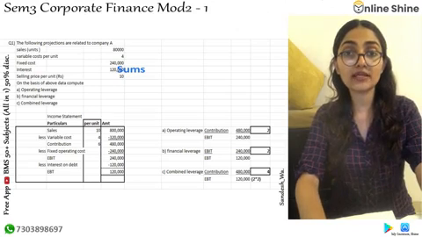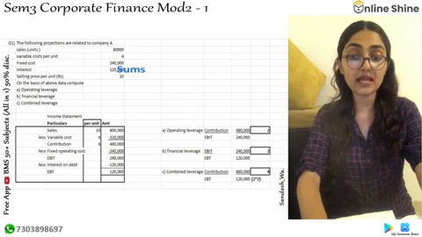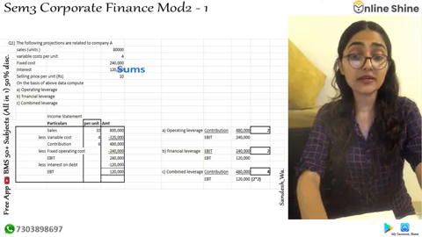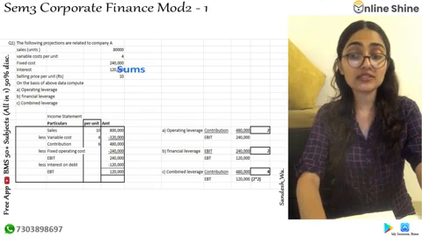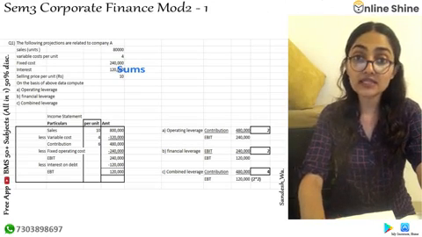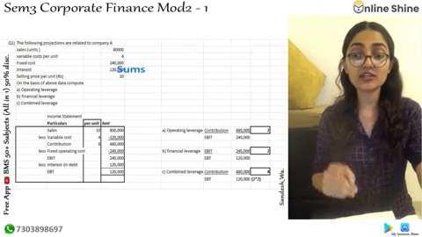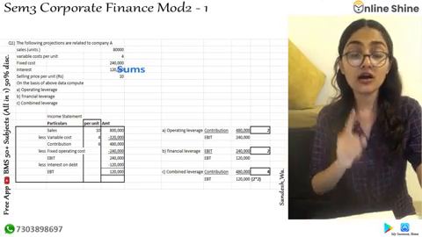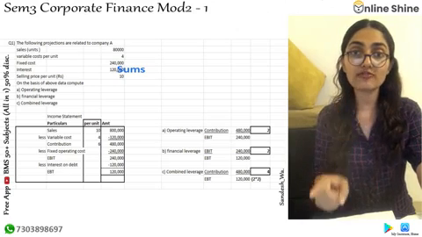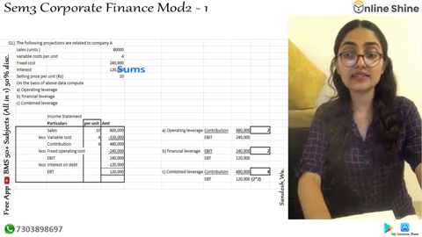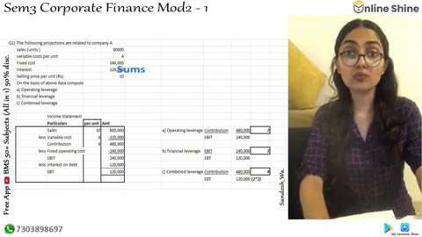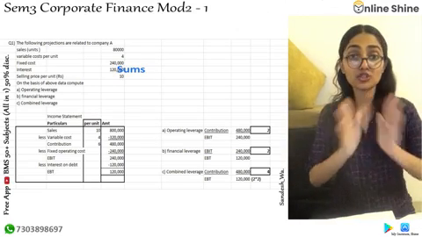Operating leverage का formula क्या है? Contribution upon EBIT. तो see in your income statement contribution कितना है? Contribution is 4,80,000 divided by earning before interest and tax. So we have found out earning before interest and tax is 2,40,000. Divided, you will get the answer as 2. Just write it down as 2.